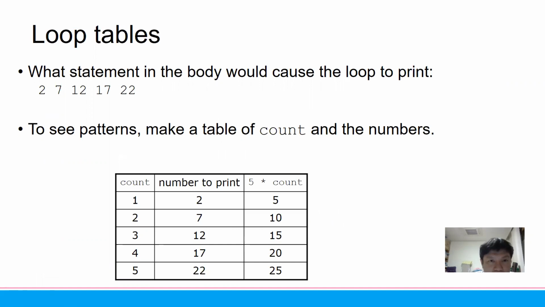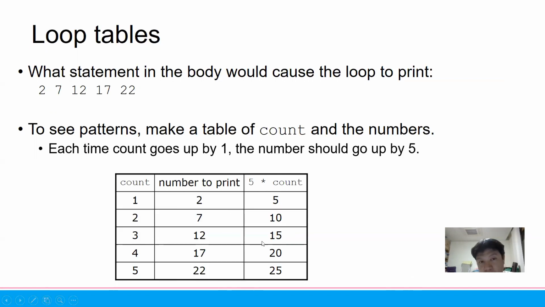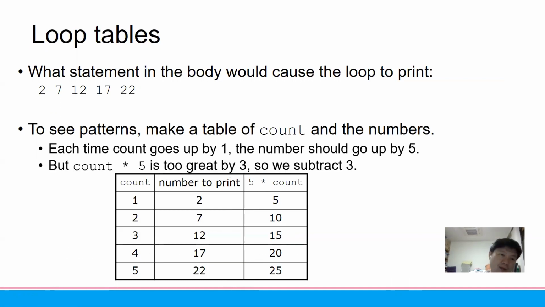Okay, so the statement now here is 2, 7, 12, 17, 22. And after we multiply by 5, it will affect. Now the numbers become 5, 10, 15, 20, 25. Okay. So each time count goes up by 1, the number should go up by 5. So you can see this one. But count multiplied by 5 is too large by 3, so we subtract 3.